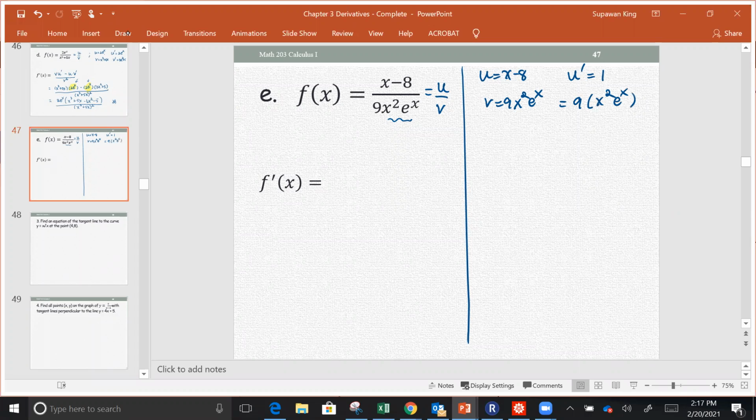So for the v prime, apply the product rule. This is the first function, second function. The first function times the second function derivative plus the first function derivative times the second function, or u v prime plus u prime v. This u and v are used just to find the derivative of the denominator.